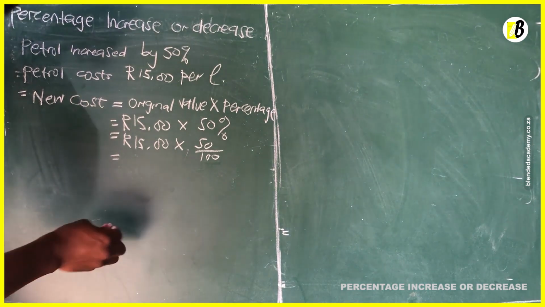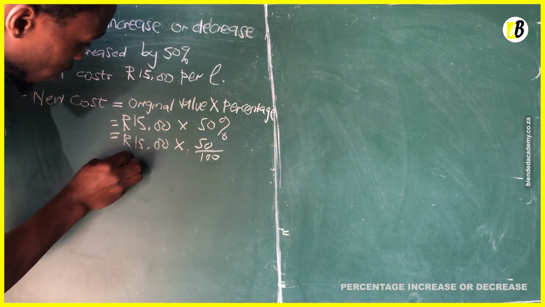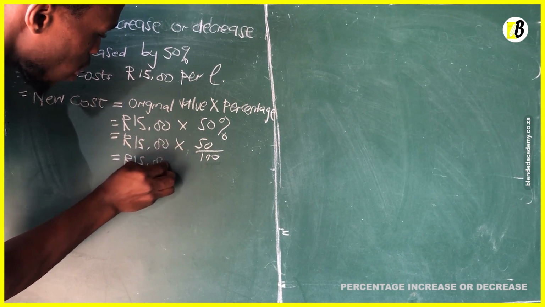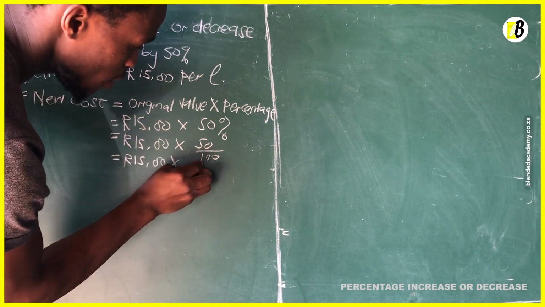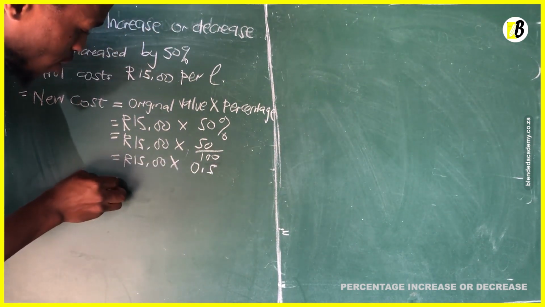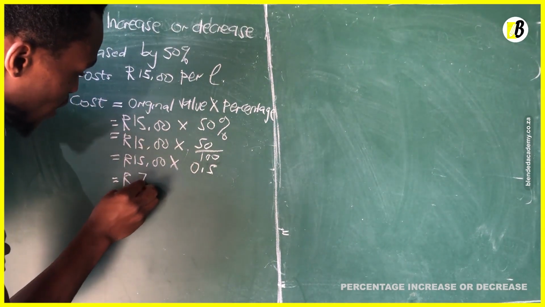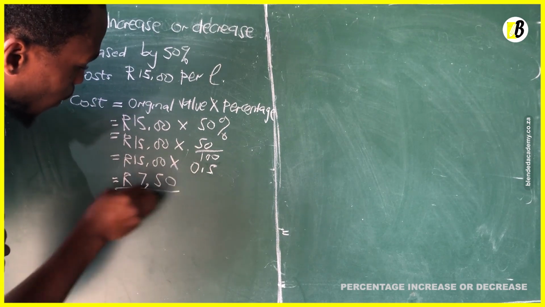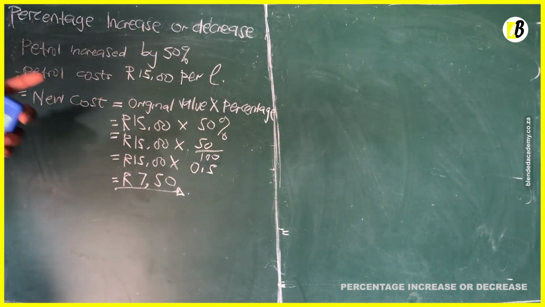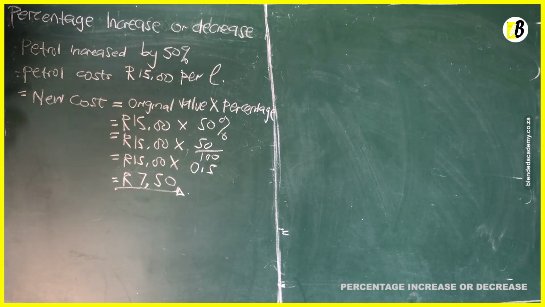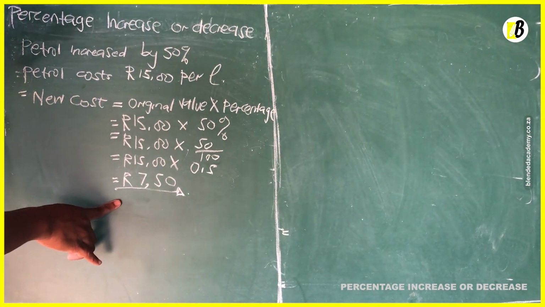So let's see if we can work that out. So it's going to be 15 Rand multiplied by 0.5, and let's see the amount that we're going to get. So it's going to be 15 multiplied by 0.5. That one is going to give us 7 Rand 50, right? And remember, at all times the monetary value has to be rounded off to 2 decimal places. That is the rule. So now we have 7 Rand 50.